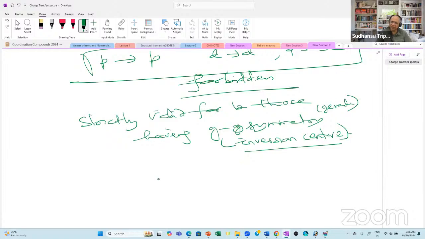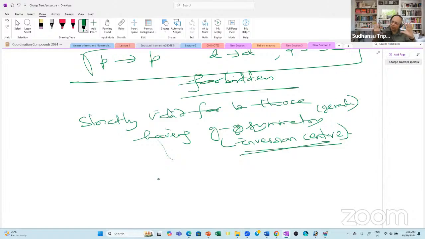What is g symmetry? I have written it is inversion center. If any molecule has an inversion center, it is called gerade symmetry or g symmetry. An octahedral geometry having all the ligands same, the metal at the center has a point of symmetry, and that is called g symmetry. Have I not told you gerade, ungerade? G symmetry stands for any molecule having an inversion center.